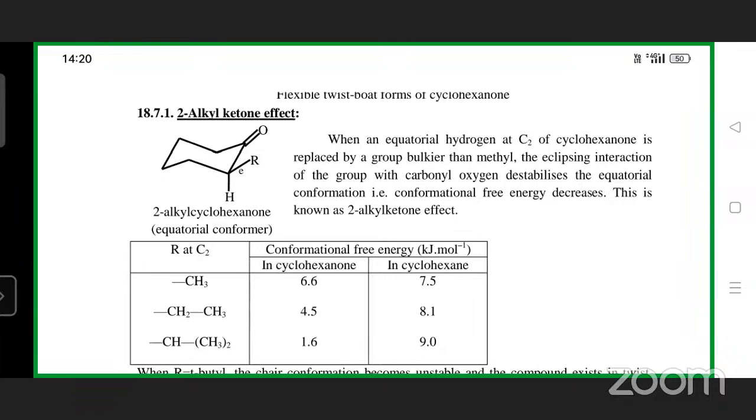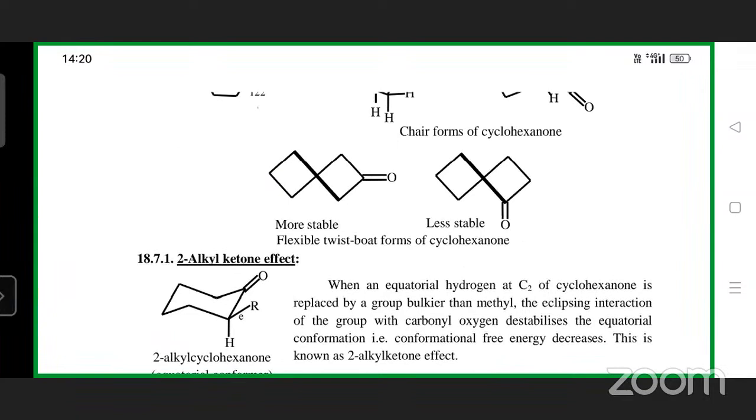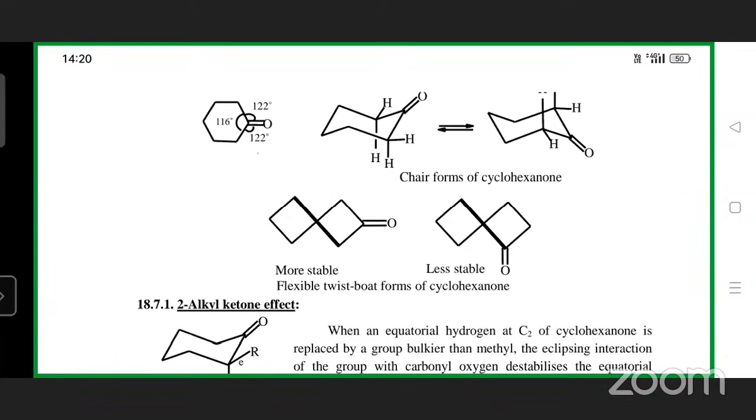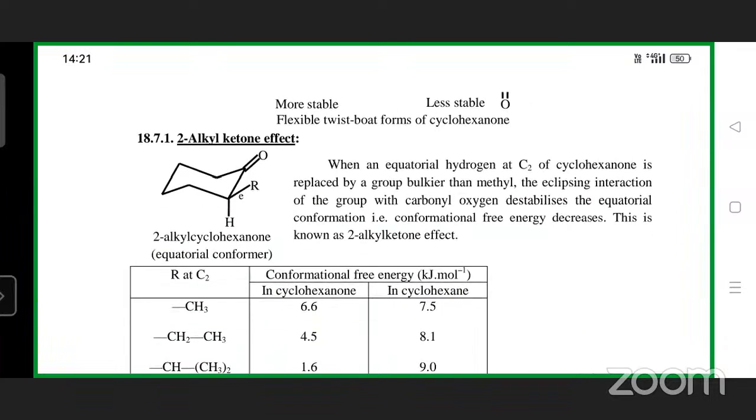generally there is no differentiation here, because there are no bulky groups or any substitutions. That's why generally we can predict the stability of these particular conformations here. But when a substitution is there, and that substitution is at the second position, that is the 2-alkyl ketone effect.